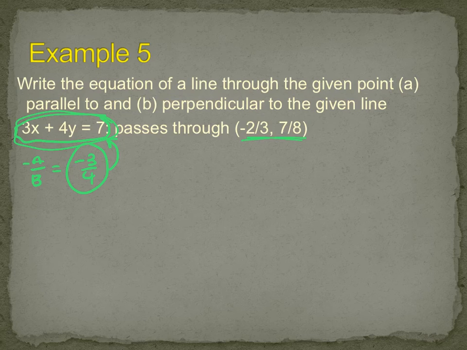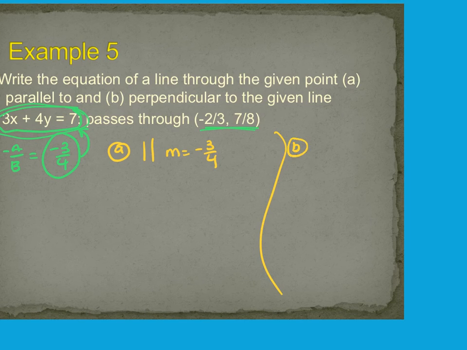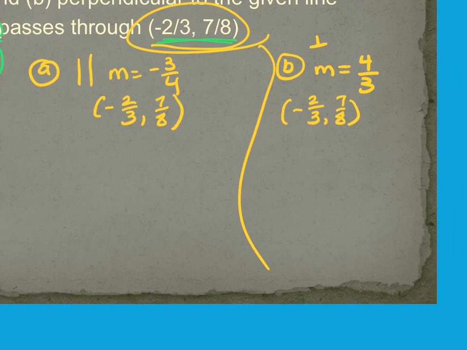Now I move on to this new line. One line that is A parallel. So if my slope of the original line is -3/4, what's the slope of a line parallel to that? The same, -3/4. And then I'm going to find the equation of a line that's perpendicular to that. What's the slope of a line that's perpendicular to that original line? +4/3. Good. So for both of these, I'm using this point, -2/3, 7/8 with a slope of -3/4. And again here, -2/3 and 7/8. So I'm finding two different equations.